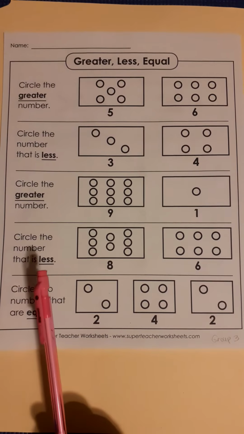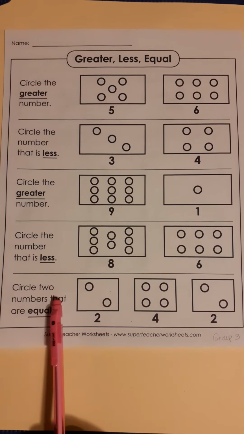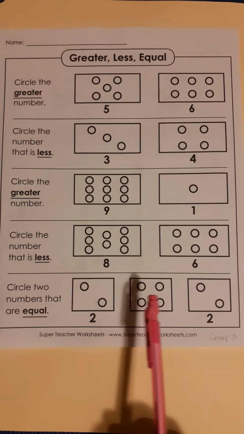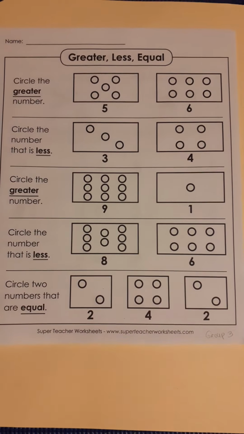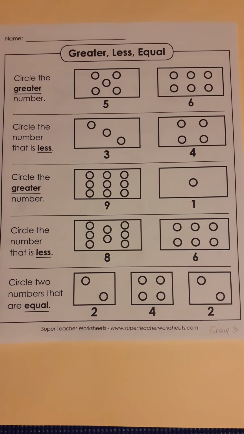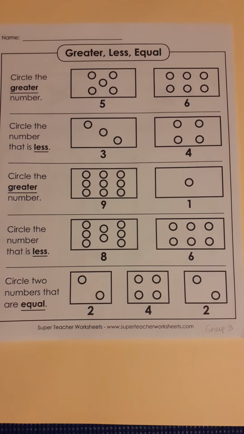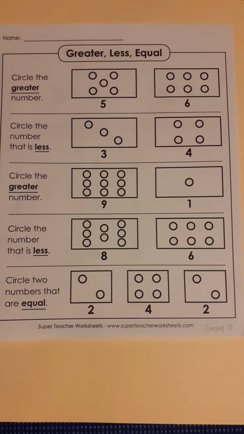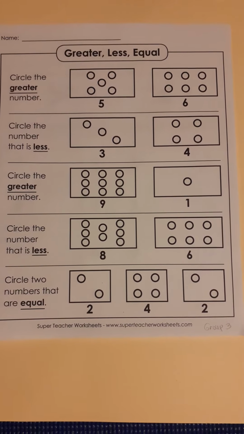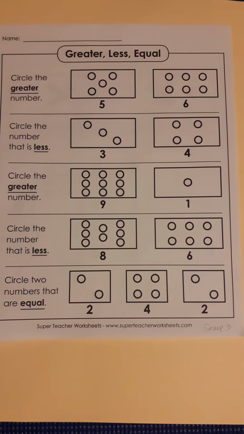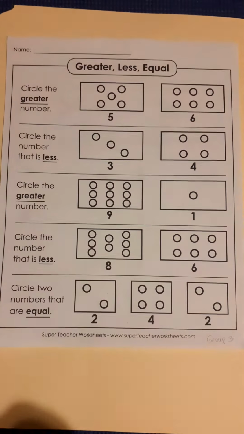If we skip all the way down to the bottom, just to run through everything and cover equal, it says circle 2 numbers that are equal. So we notice for this last section, we actually have 3 different boxes. So when you're seeing this on Google Classroom, or through your email or your parents' email, I want you to draw the boxes. On your loose leaf paper or notebook paper, you're going to actually draw the boxes.